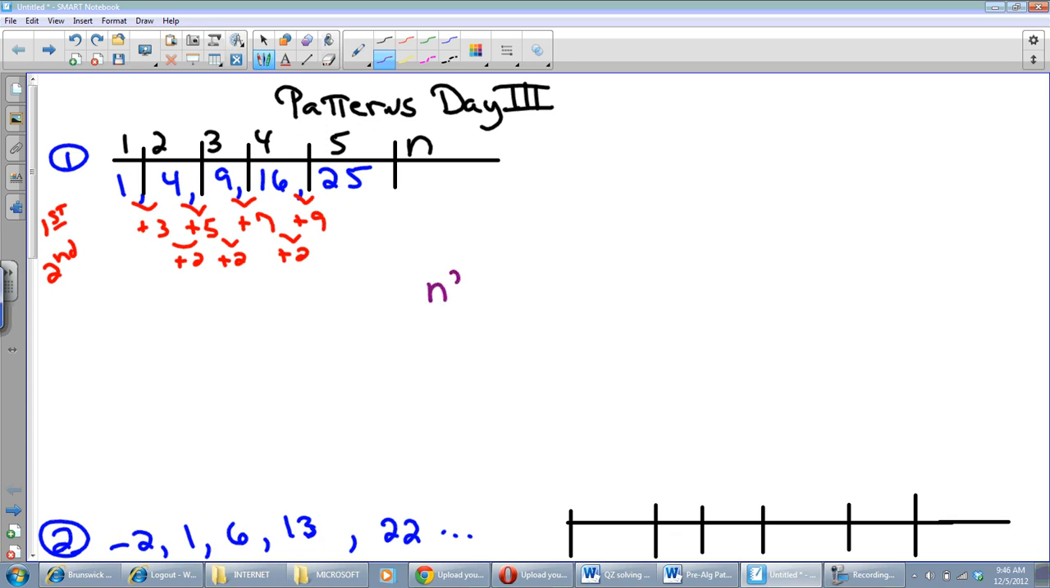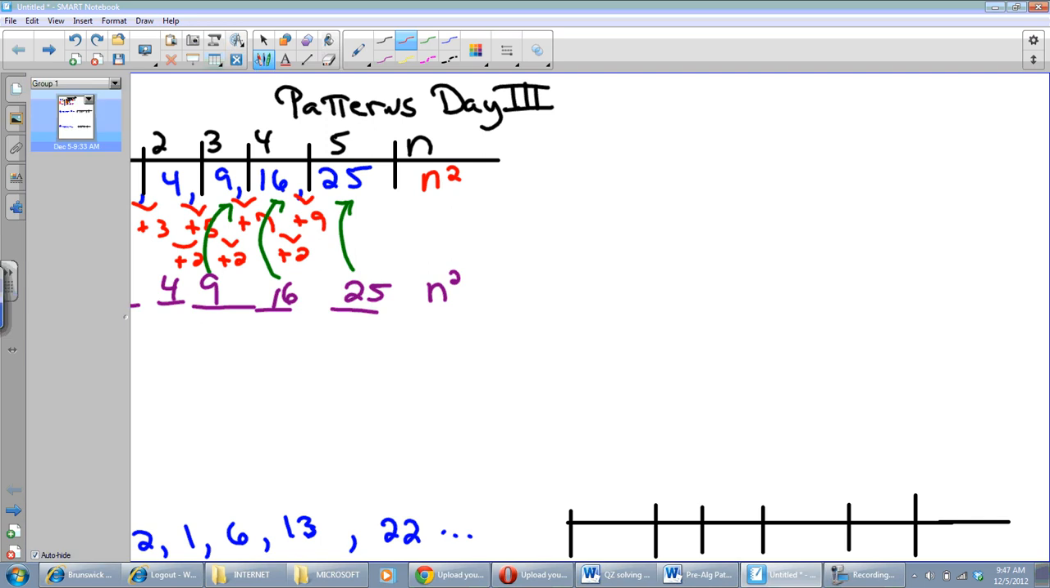n squared. So I'm going to make my comparison line here. And I'm going to square these black numbers. 1 squared is 1, 2 squared is 4, 3 squared is 9, 4 squared is 16, 5 squared is 25. All right, now compare up. Ooh, looks like I add nothing. Add 0. Add 0. They're all matching perfectly. That means my solution is n squared. So when the first difference didn't match, I went down to the second difference.